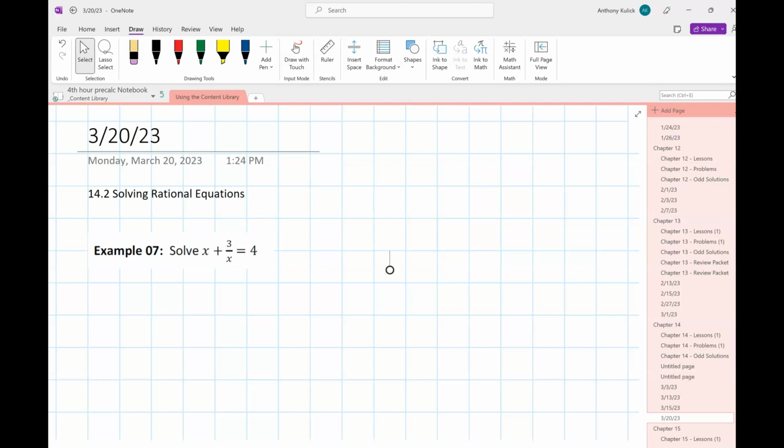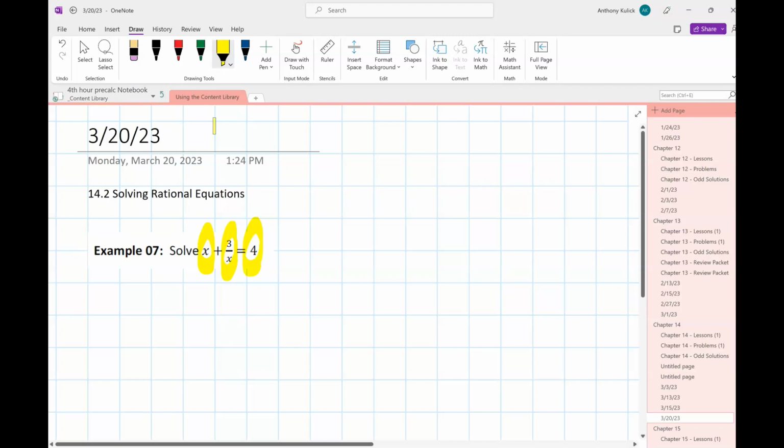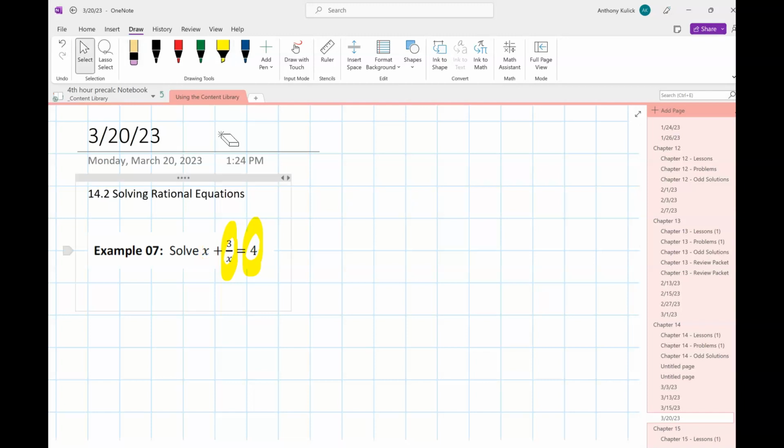Do we see any rational functions in the equation x plus 3 over x equals 4? Megan, you shook your head. I'm going to call on you now. It's okay. Where is the rational function? Yeah, that's correct. Now, technically, the x and the 4 are also polynomials, or also rational functions, because you could think of them as over 1, and 1 is technically a polynomial, but we usually don't worry about that. Is everybody okay with that idea?